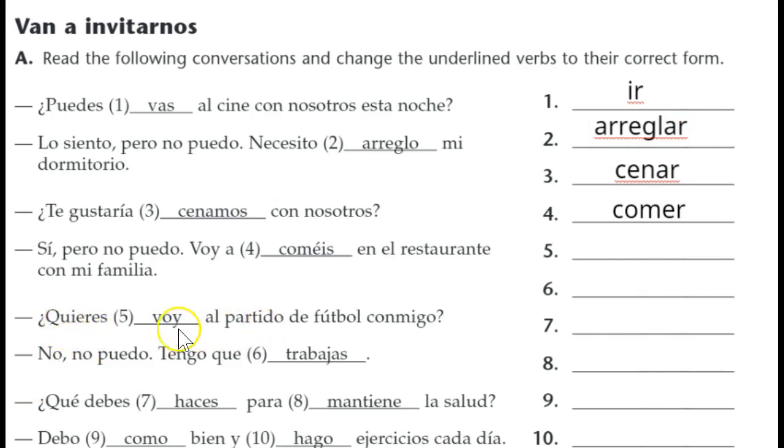¿Quieres? Do you want to go to the party? Well, we already did that one. We already did one that was like that. It was like number 1. It's the same answer. ¿Quieres ir al partido?